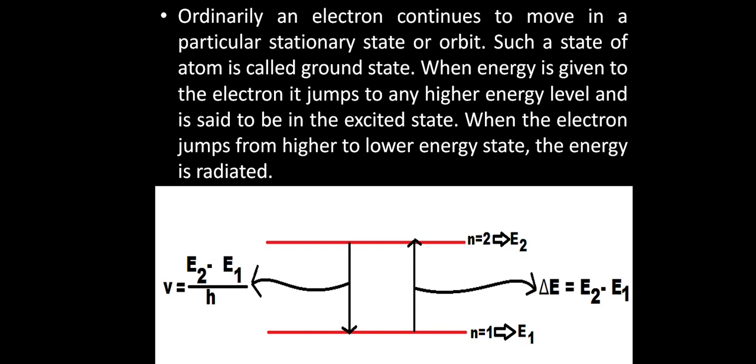Now, if the electron goes to E2, it will be at higher energy and become unstable, so it wants to come down. While coming down, it will radiate energy, and the frequency of that radiation can be calculated using the formula you can see on the left hand side. Nu is equal to E2 minus E1 by h. That is derived from Planck's quantum theory, because according to Planck's quantum theory, E is equal to h nu. By using that formula, we get nu equal to E2 minus E1 by h.